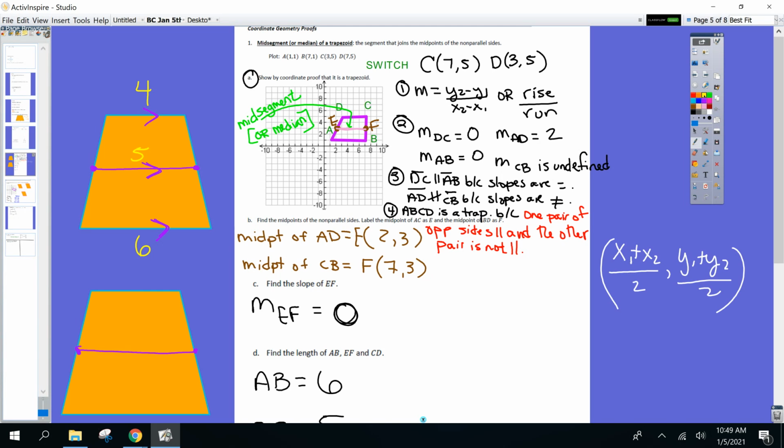Let me change the numbers up on you then. Let's say this is 18 and this is 24. How are you going to find the length of the midsegment? There's no number in between there. So 4 and 6 were the bases, and we got a midsegment of 5. Anybody think they can come up with the theorem on how to find the midsegment length if I know the bases?